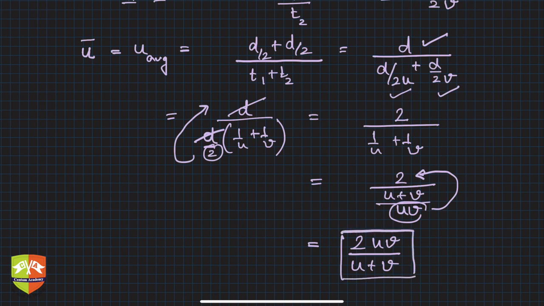Let's say if half the distance is traveled with a uniform speed u and half with uniform speed v, so the average velocity will not be u plus v by 2. Many people make this mistake and they write u plus v by 2. So please be very, very careful, right? So if half the distance is traveled with u and half the distance with v, the average velocity will be 2uv by u plus v. That is the result. Okay. I hope you understood this problem.